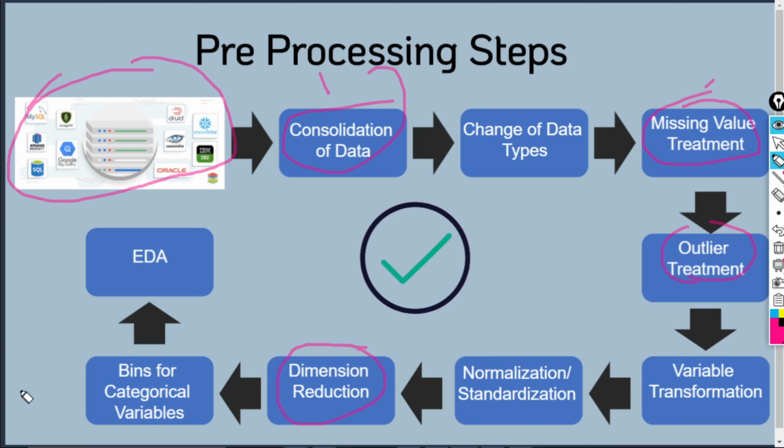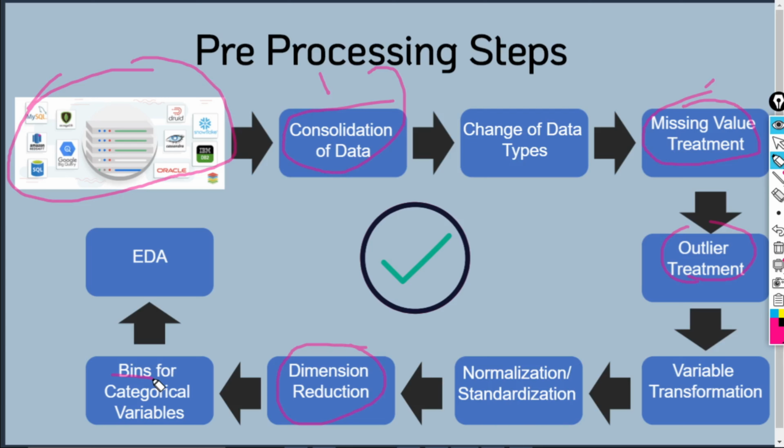Okay, for categorical variables, we do a categorization which is known as bins. What do we do in that? Like for example, we have got zip codes or pin codes of different locations.